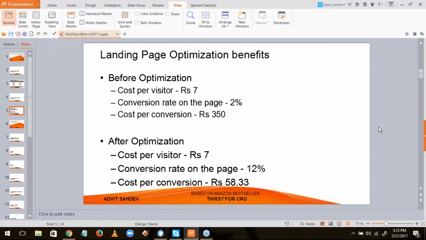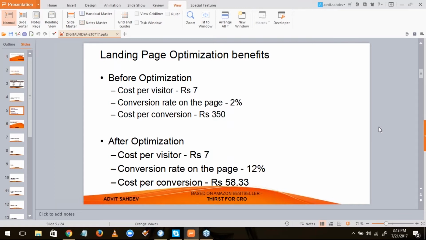After optimization, a lot of changes are done on the page. We will talk about that in more detail. The cost per visitor remains the same because we are not talking about optimization of how we get the traffic. We're talking about optimization of how we improve the conversion rate on the page. The conversion rate increases by 6 times, which is what this presentation is all about. It goes to 12%. The cost per conversion comes down to 58.33 rupees, which is 6 times lesser than 350 rupees.